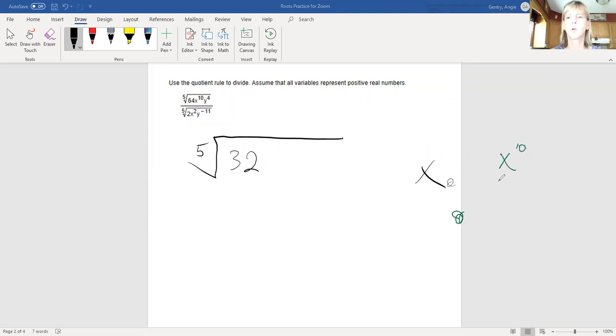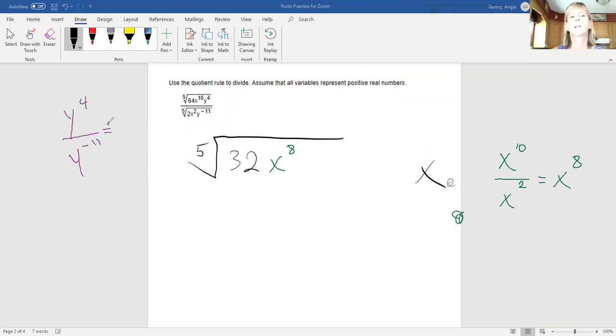X to the 10th over x squared is x to the 8th, right? I have 10 upstairs, 2 downstairs, cancel. So this is an x to the 8th. And then you have your y's. If we're just looking at the y's, I'm going to do it over here on the left.